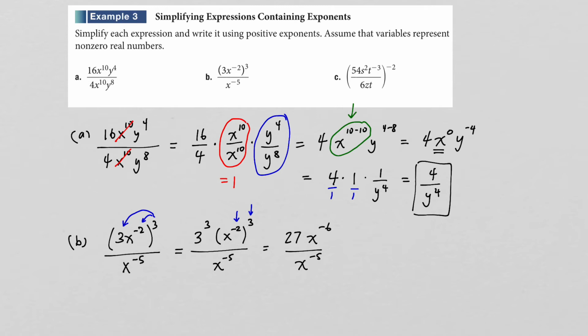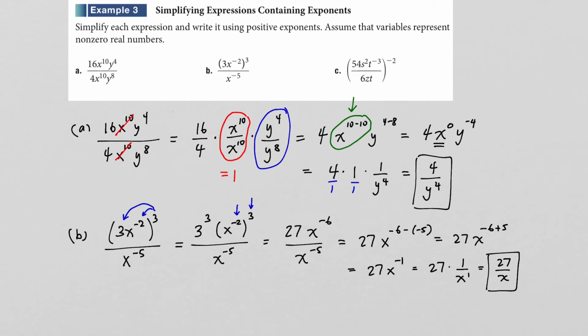And now, because these have the same base, we can subtract these exponents. So we end up getting 27 times x to the negative 6 minus negative 5. And that is 27x to the negative 6 plus 5, which is 27x to the negative 1. And then finally, x to the negative 1 is the same as 1 over x to the positive 1. And this ends up being 27 over x.